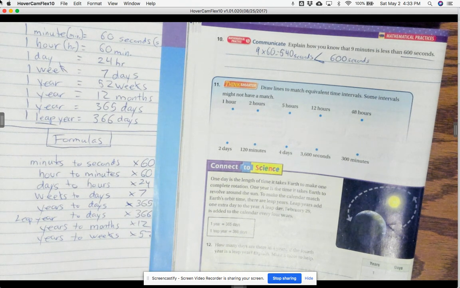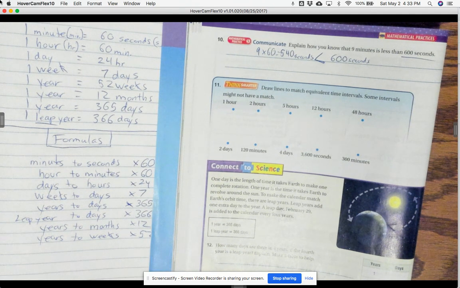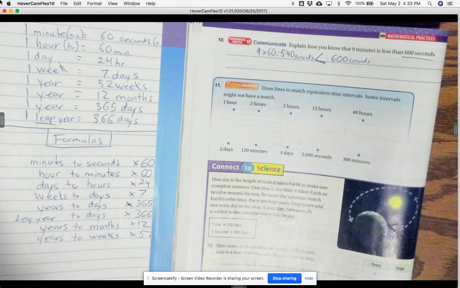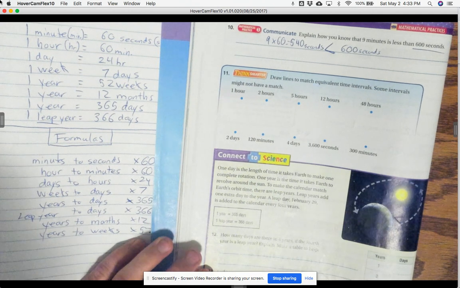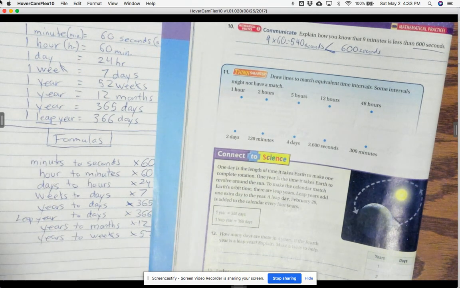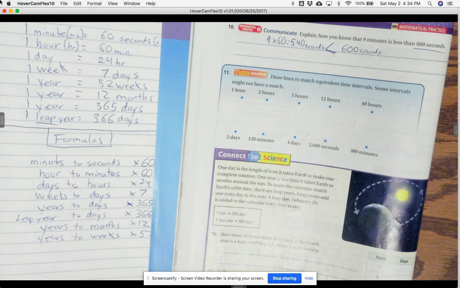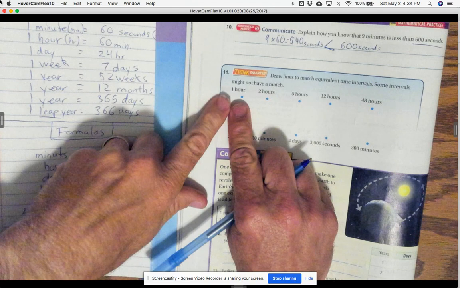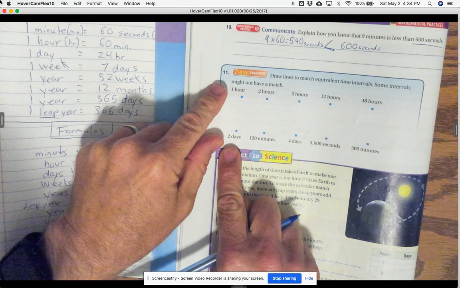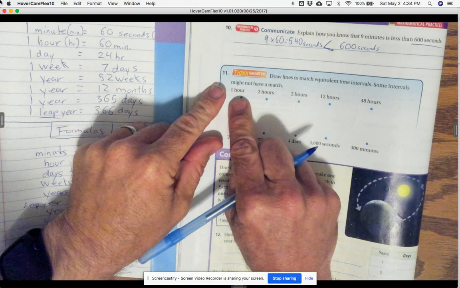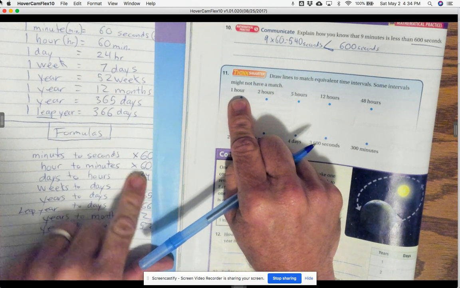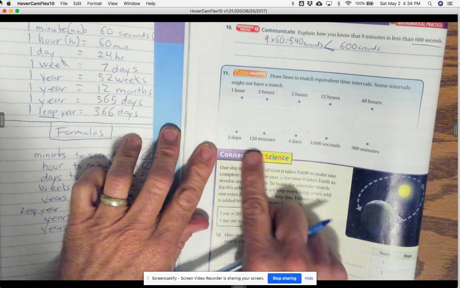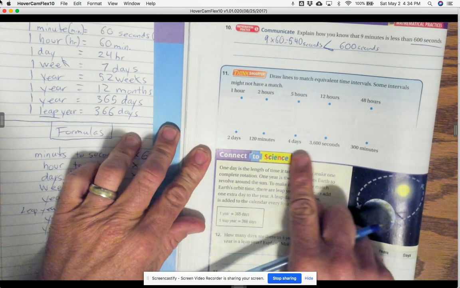Number sentence can do the explaining for us. All right, now we have some conversions. All of these are going to have a match. There's not going to be anything left over. So let's take a look at this. A lot of these we could just look at and use common sense. 1 hour we know is not going to be 2 days. 1 hour we know is 60 minutes. That's over here. 1 hour is 60 minutes. I don't see 60 minutes down here though.